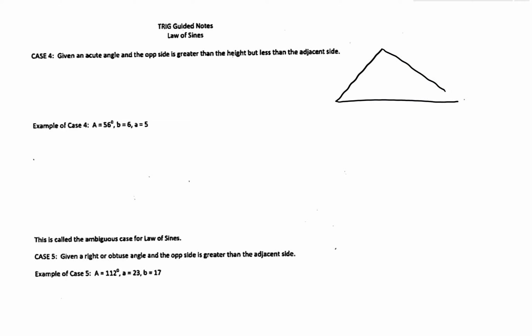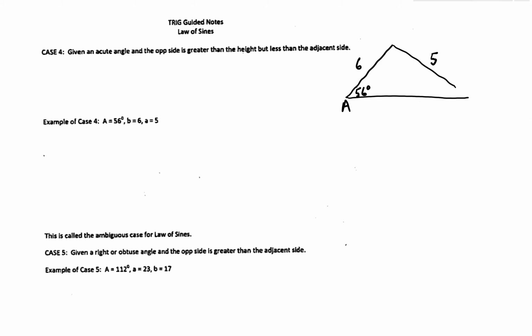They're giving us these values. So they're saying for case 4, A is in the corner at 56 degrees, side A is 5, and the adjacent side is 6. So what does this mean for us?